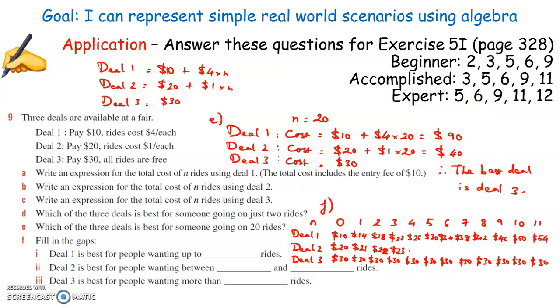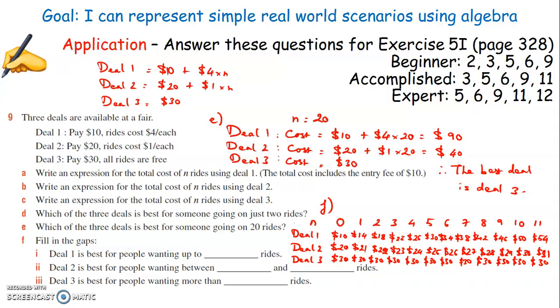For deal number 2, every single time it's going to cost $1 more, right? So it's going to be 24, 25, 26, 27, 28, 29, 30, and 31.